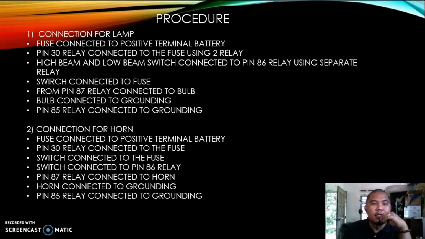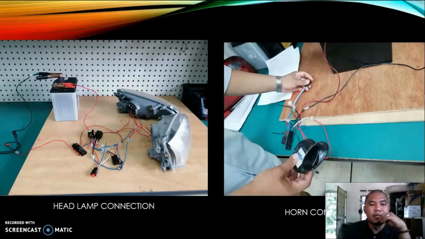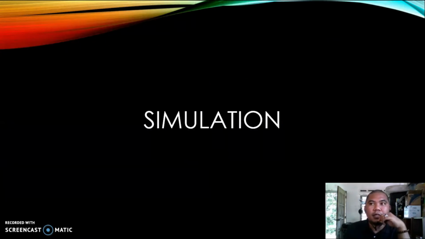The second connection is for the horn. First, the fuse is connected to the positive terminal of the battery, pin 30 of the relay is connected to the fuse, and the switch is connected to the fuse and to pin 86 of the relay. Pin 87 of the relay is connected to the horn, and the horn is connected to the grounding, and pin 85 of the relay is connected to the grounding. This is our headlamp connection and horn connection. The next one is we will see the simulation.